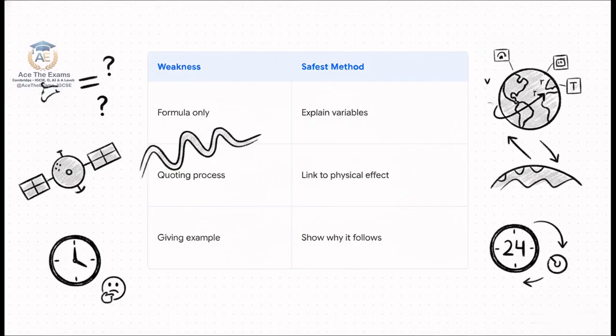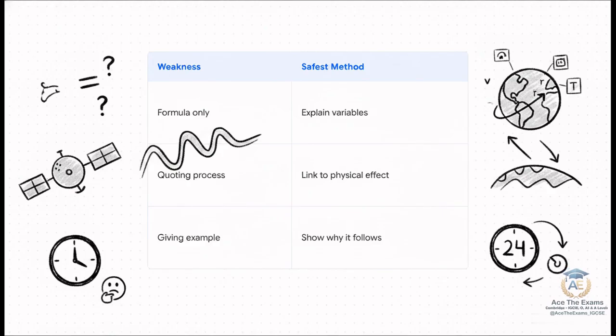Second weakness, simply quoting a process. This looks like a student just saying, the satellite stays up. That's not physics. The safest method is to link to a physical effect. You need to explain that the satellite is continuously falling towards the Earth due to gravity, but because of its extremely high tangential forward speed, the Earth's surface essentially curves away beneath it at the exact same rate it falls. Finally, the third weakness, giving an example without context. That's a very weak link. The safest method is to show why it follows physics.